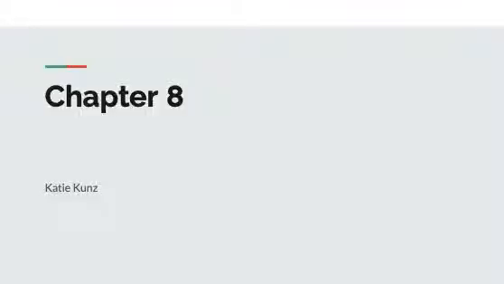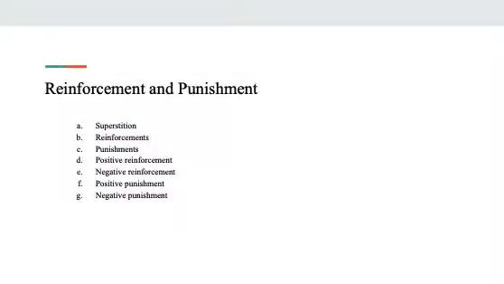Chapter 8, Section 3. Reinforcement and punishment. Superstition, the false belief that a particular behavior will bring about a stimulus or event.